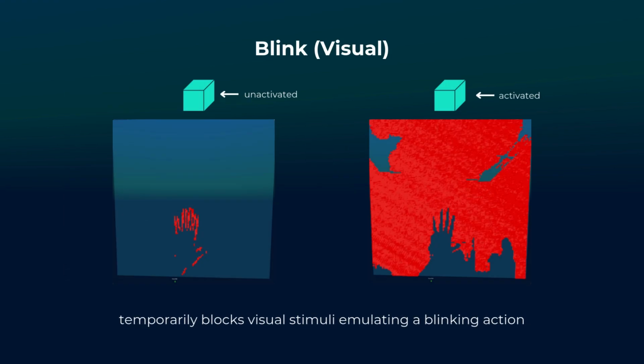The blink output cortical area, when activated, displays the opposite of the vision it observes when it blinks, temporarily blocking visual stimuli.